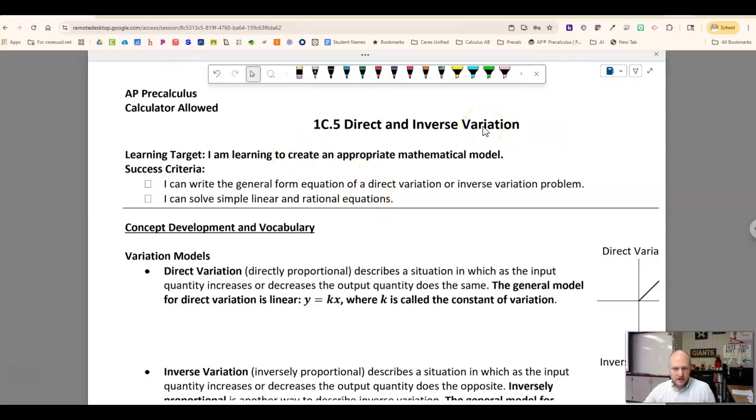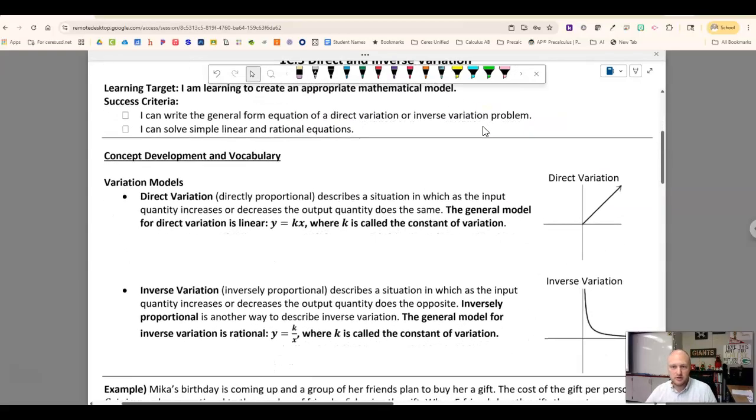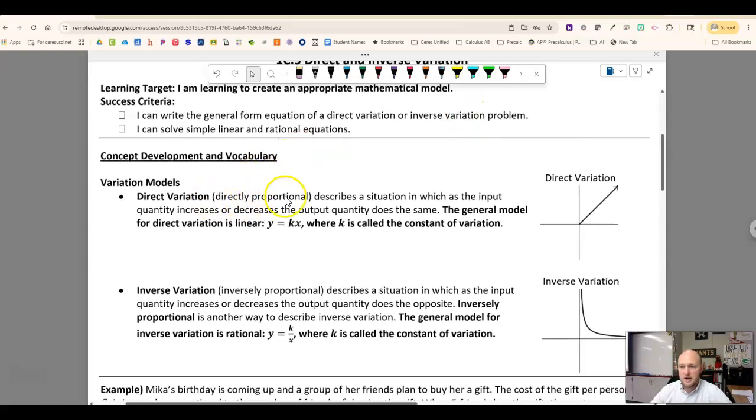Okay, let's talk about models, variation models. Direct variation, or directly proportional, describes a situation in which as the input quantity increases or decreases, the output quantity does the same, and it will be multiplied by a constant of variation, and we use k of x. Here is the equation that when they say they vary directly, this is what you write down: y equals k of x.